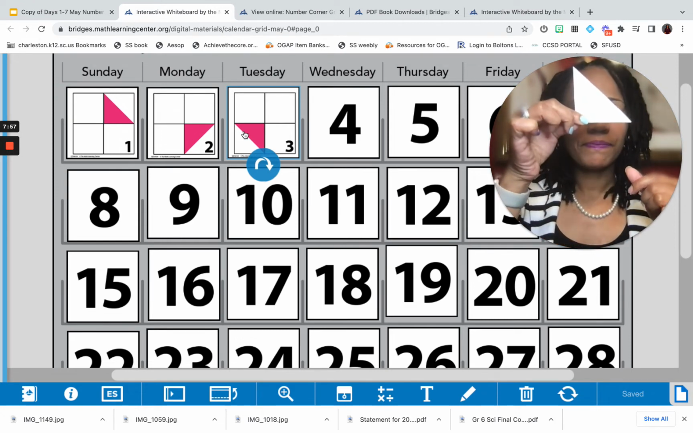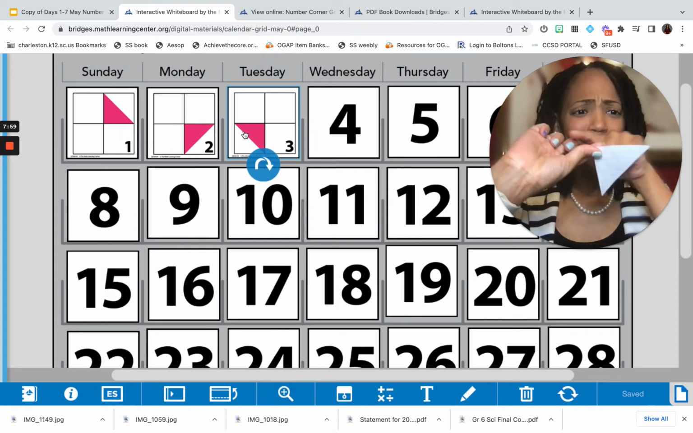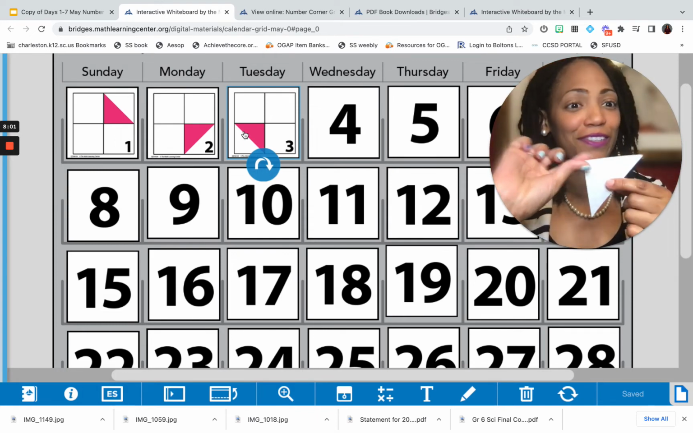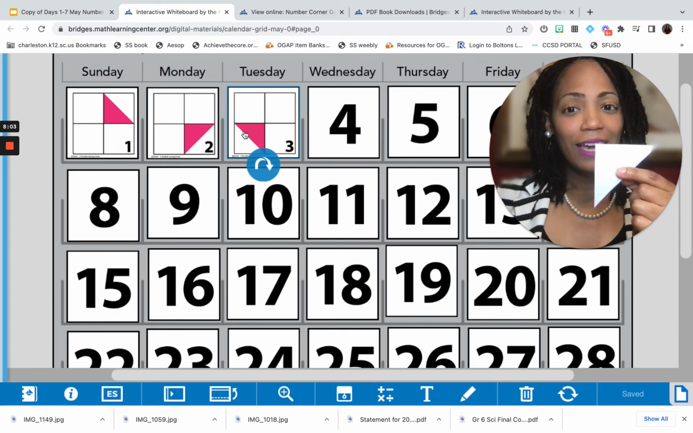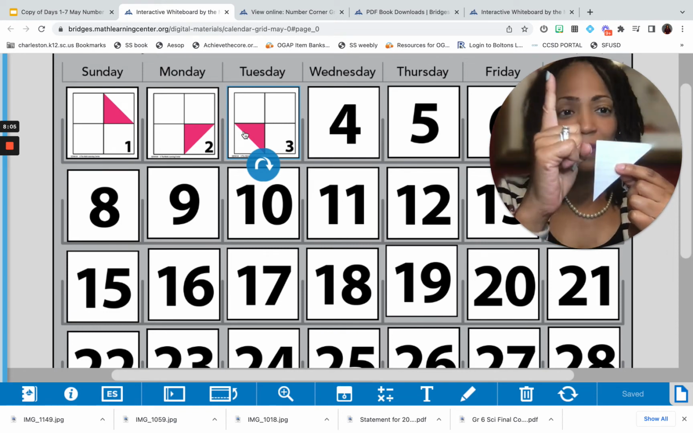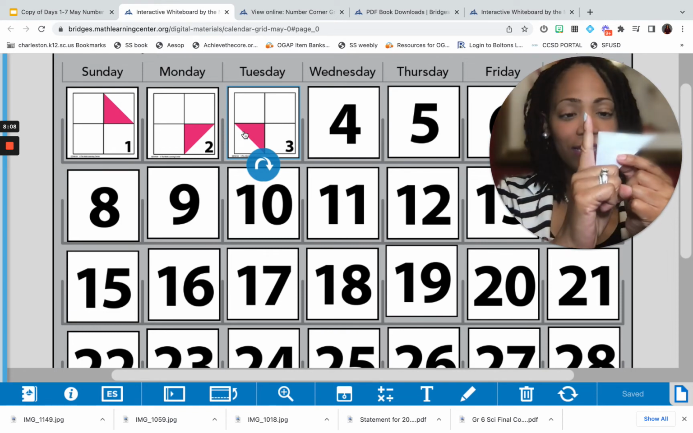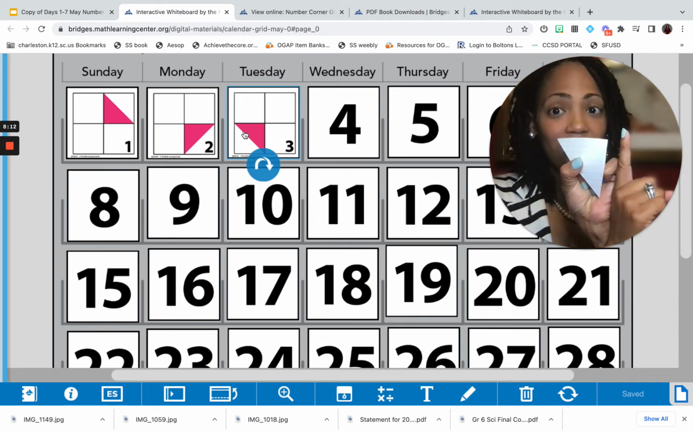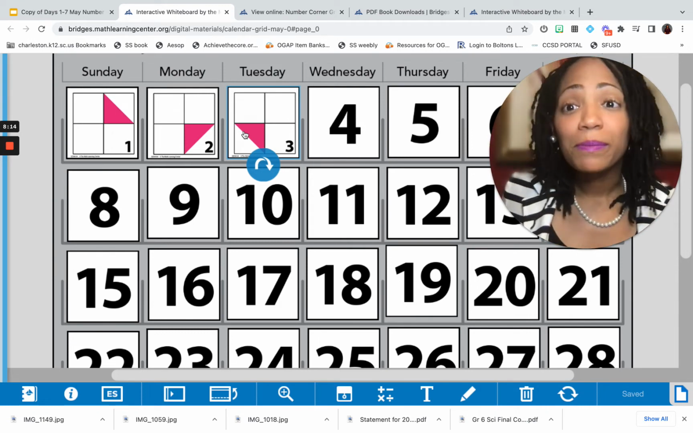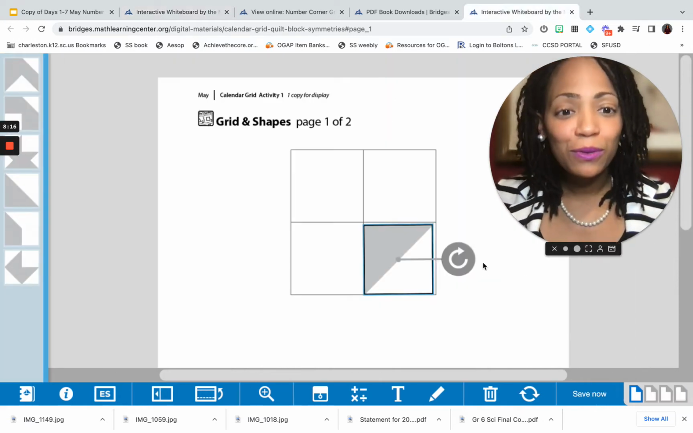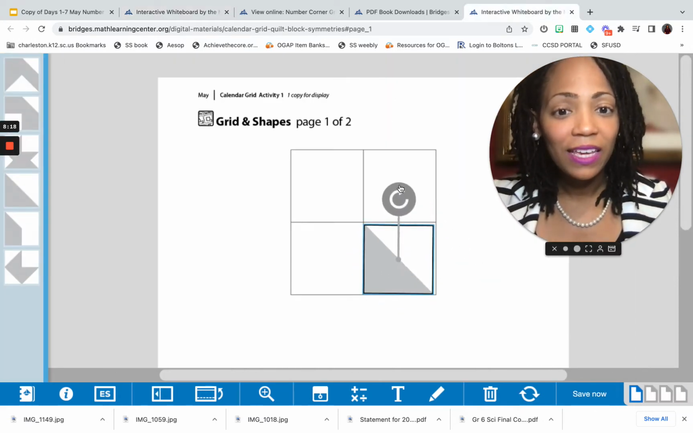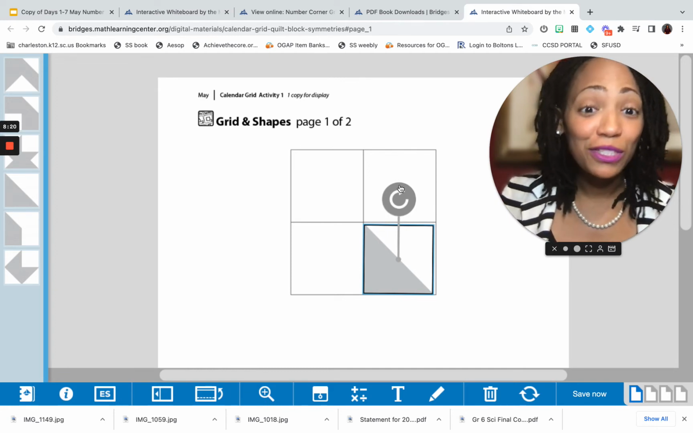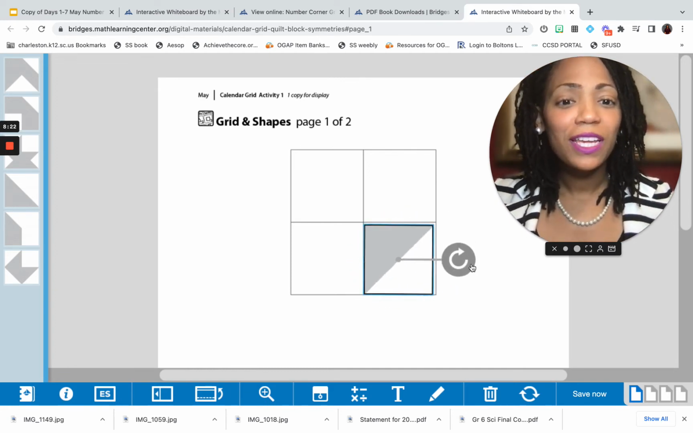Here's day 1. Flip it on this imaginary horizontal line. Here's day 2. And then here's my imaginary, I guess I can use my finger as a vertical line, and I flipped it like this. Yeah, those are called flips. What you saw me do here is a rotation or a turn. So I'm turning it about 90 degrees each time.